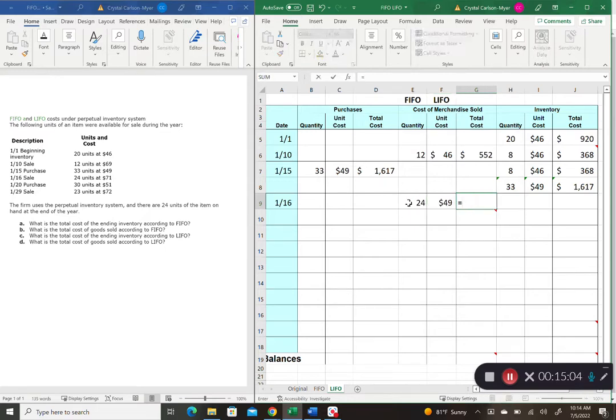Multiply out my 24 times my $49 cost layer. It cost me $1,176. Sorry, I can't talk today.